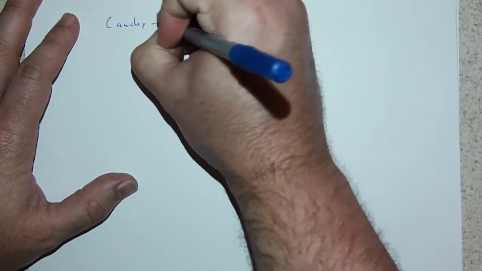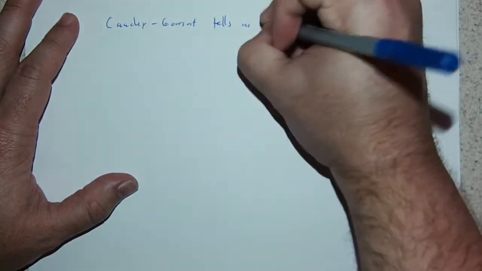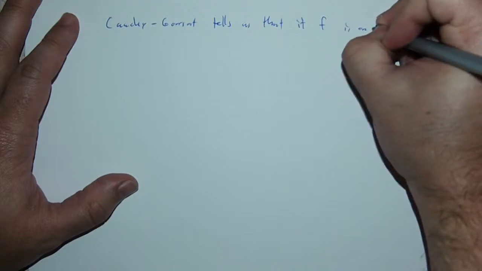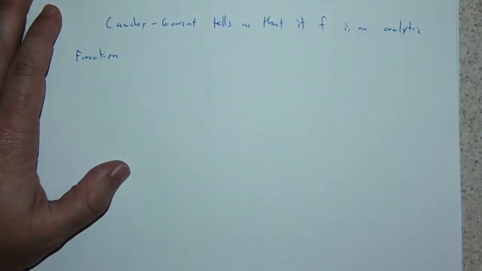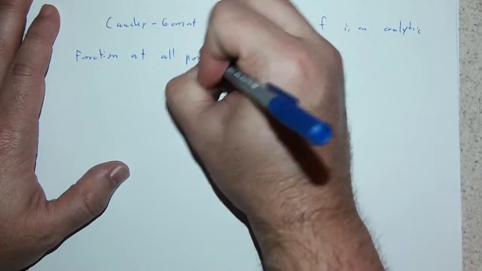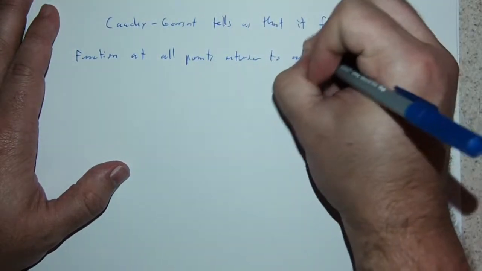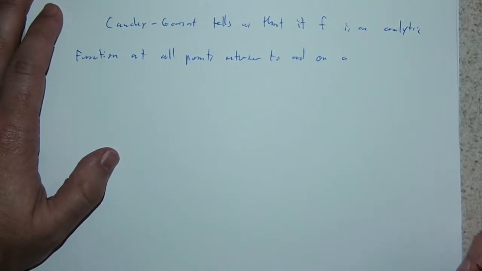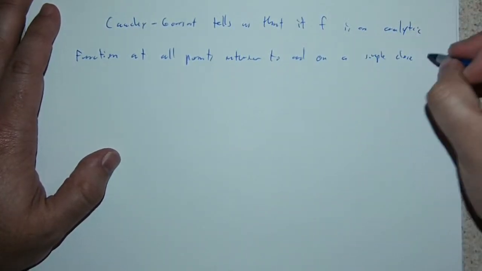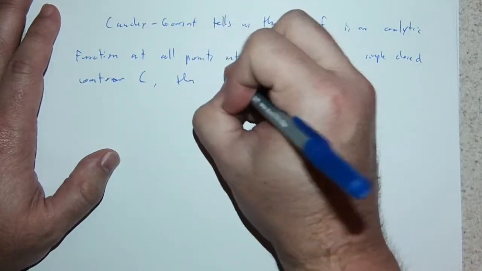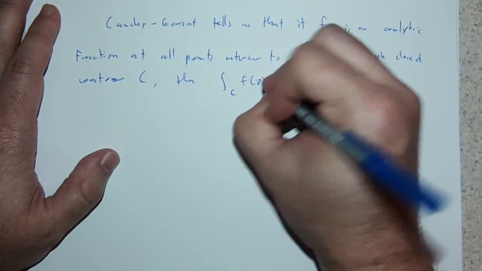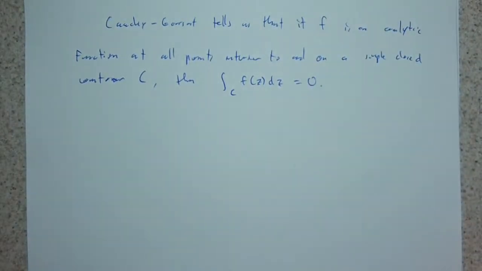Now, note that Cauchy-Goursat tells us that if f is an analytic function at all points interior to and on a simple closed contour C, then the contour integral over C of f of z dz is 0. Okay, so we already know the answer.